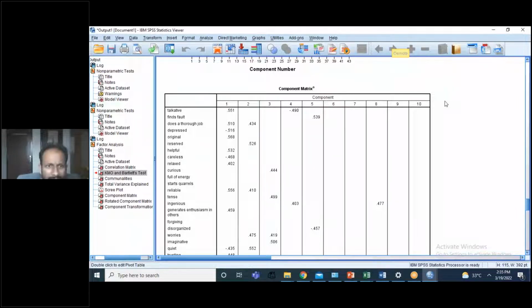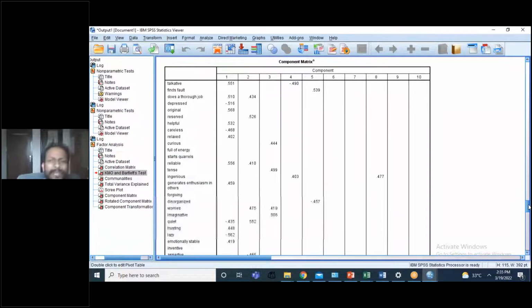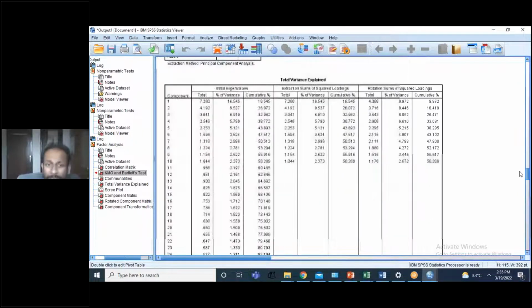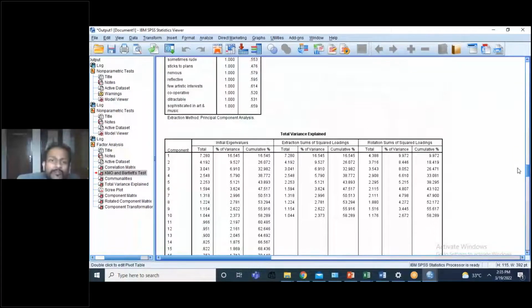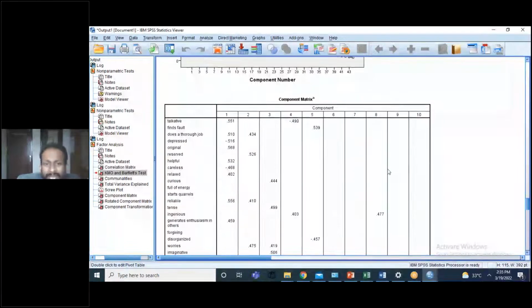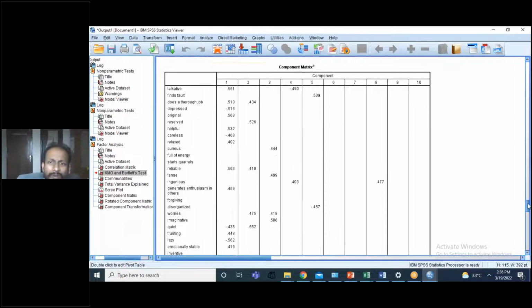Now in a component, you can see these variables are actually loaded. Whether it is positive or negative, you can ignore it, because they might have done reverse coding. So ignoring those signs, you can see that in component 1 you have the maximum number of loadings. That is why component 1 is contributing the highest percentage of variance. Then component 2, the next component 3. Now here you can see there is one problem: when you go to number 6, 7, 8, 9, 10, there are not enough loadings.